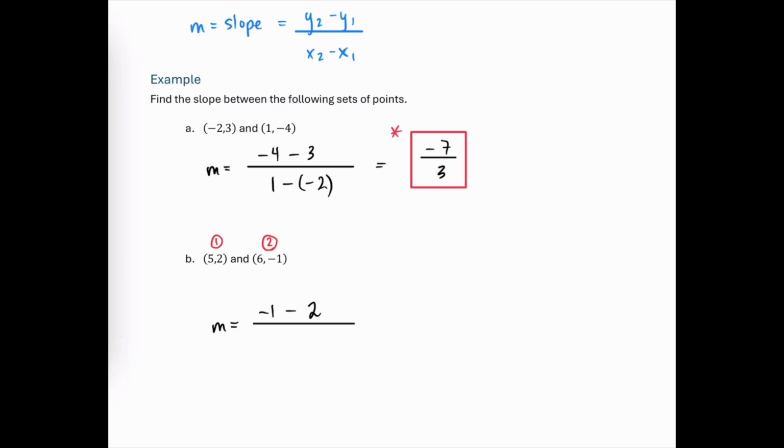And in the denominator we have x2 minus x1, and as we have it labeled, x2 is +6, and then we'll subtract +5 from that. So we have 6 minus 5 here in the denominator. -1 minus 2 in the numerator is going to be -3, and 6 minus 5 in the denominator is +1. So the slope simplifies down to just being -3, which will be the slope of the line that connects these two ordered pairs.